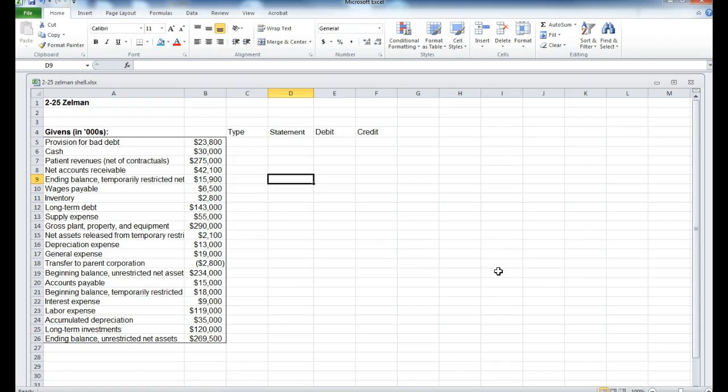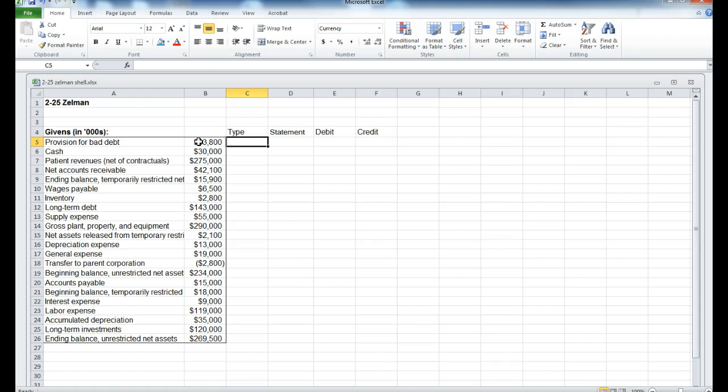So the first account we're going to start with is provision for bad debt. What this account is, it's a reduction to our revenue, because we know when we accrue for revenue, when we debited accounts receivable and credited revenue, that some of that we're not going to get. We're going to have to write that off to bad debt. And so what provision for bad debt does is it reduces our revenue account. So one thing that you could call this would be a contra revenue.